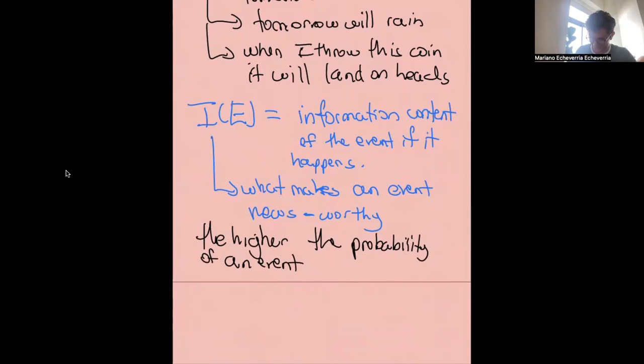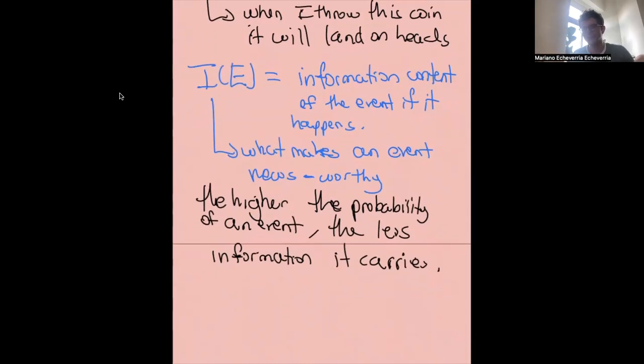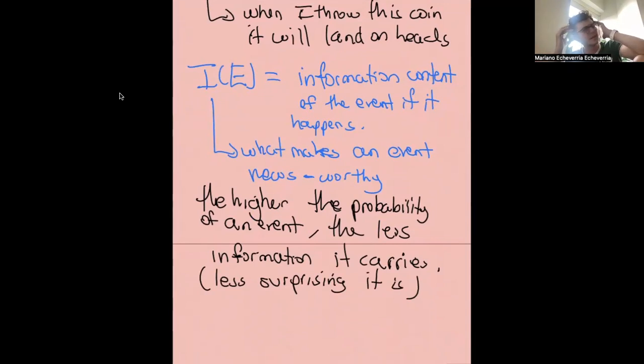The higher the probability of an event, the less information it carries. Is that making sense? Just from this perspective, or the less surprising it is, if you want to say it that way. So far, so good. Is that making sense?